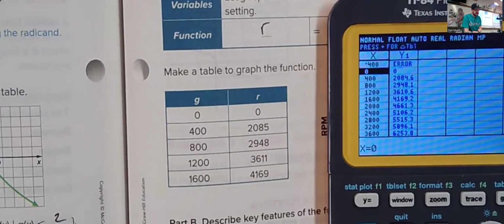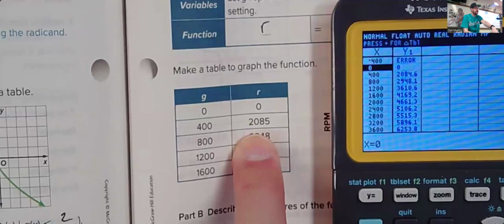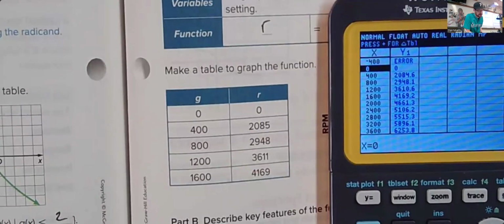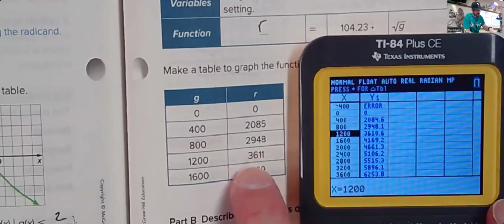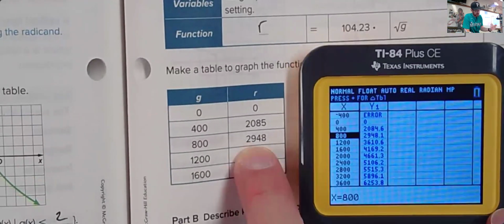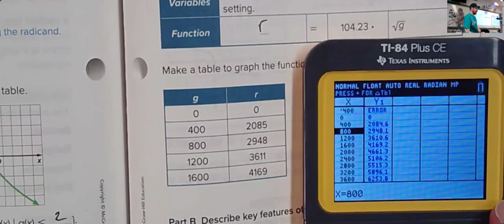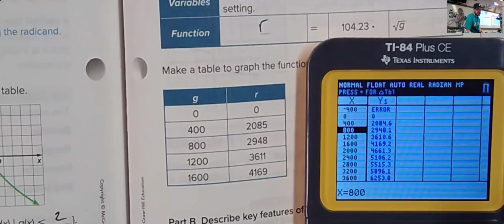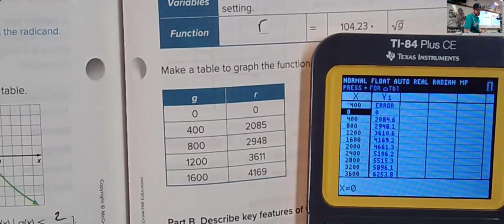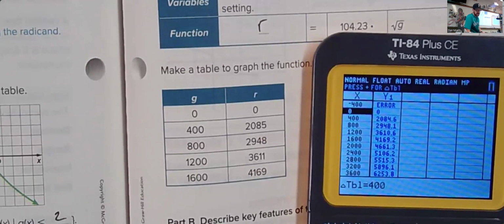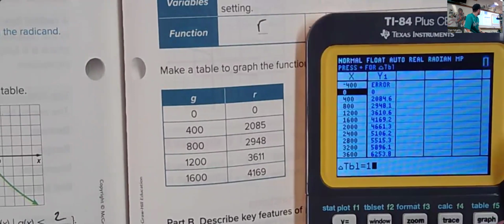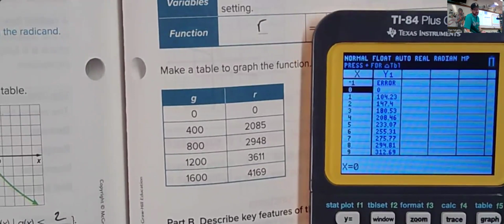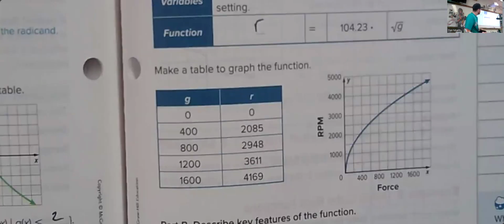So 0, 0, and then 400 is 2084.6, which rounds up to 2085, and so forth. Those are all our values right here. So 4169, 3610.6, which rounds up to 3611, 2948. We can see that those match up really nicely. Let's change this back to a table equaling 1, though. So hit plus again and change that 400 back to a 1. That way the next people that use it aren't freaked out by what's going on there. So you can set that to the side.